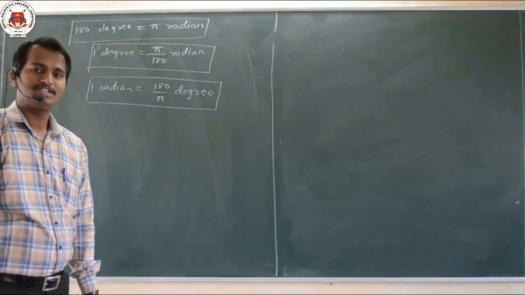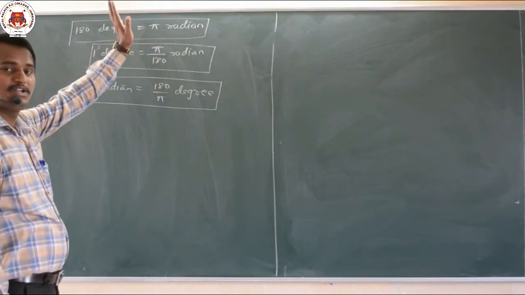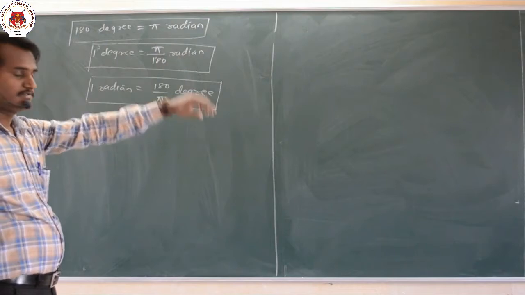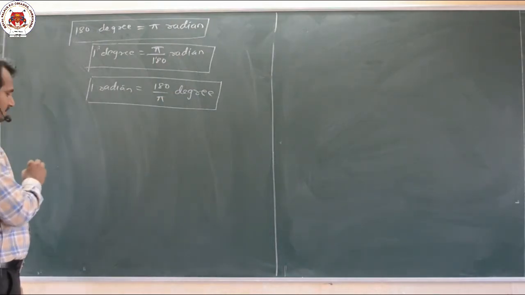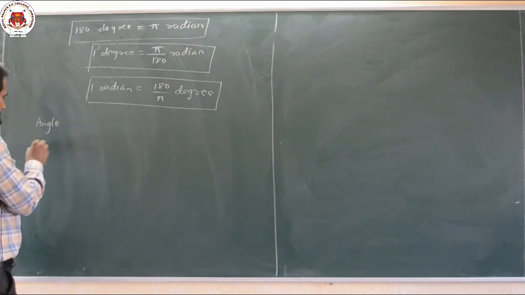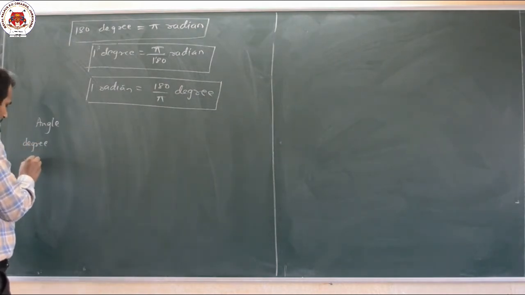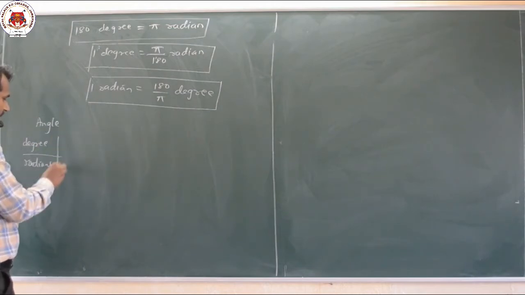Now depending on what we have learned, the degree to radian measure as well as the radian to degree measure, we can learn about the standard angles. Let us observe here. Standard angles in terms of degrees, and the same thing I can write in terms of radians.